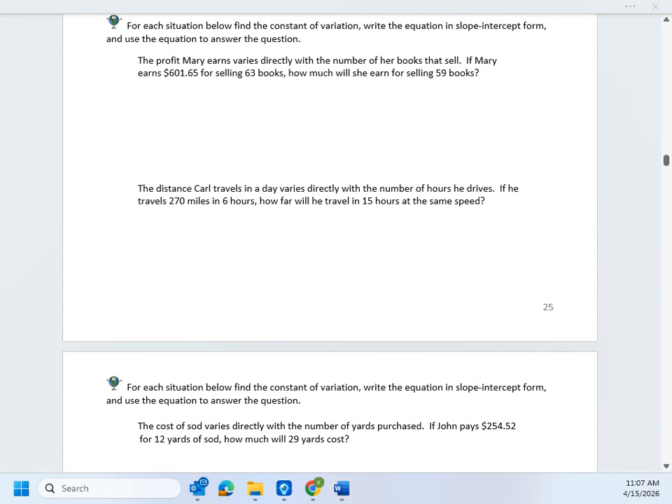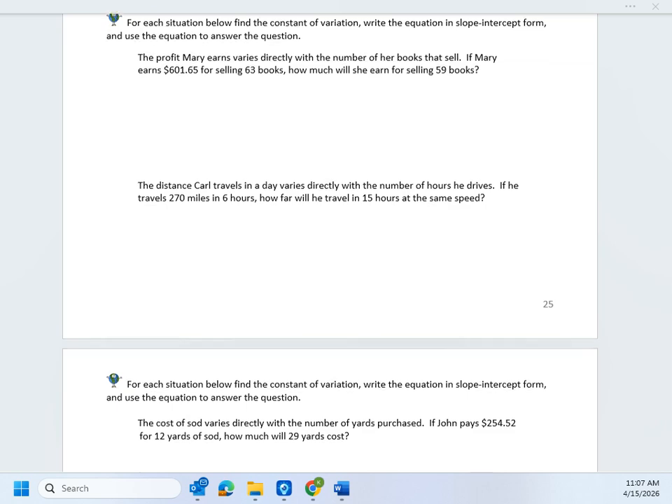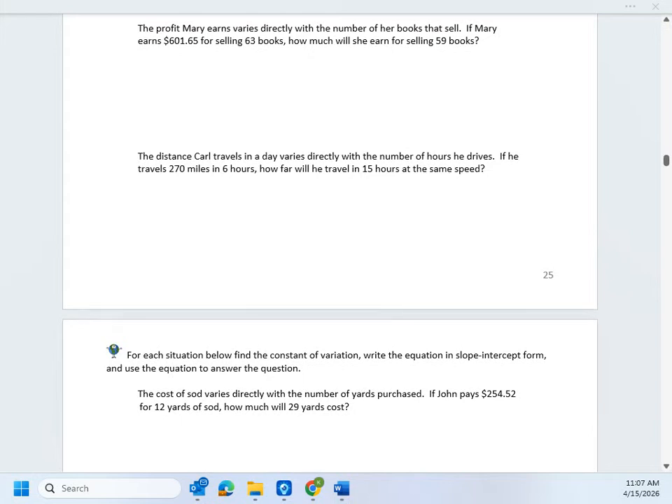So let's look at our next one. For each situation below, find the constant of variation, then write it in slope-intercept form, and then fill in what you know and solve for what you don't know. So what's our first step that I said we have to do? What's always, always, always the first step you should do, Joe? Find the Y's and X's. 3 sets of Y's and X's. Remember, what's the key phrase that we wrote down?